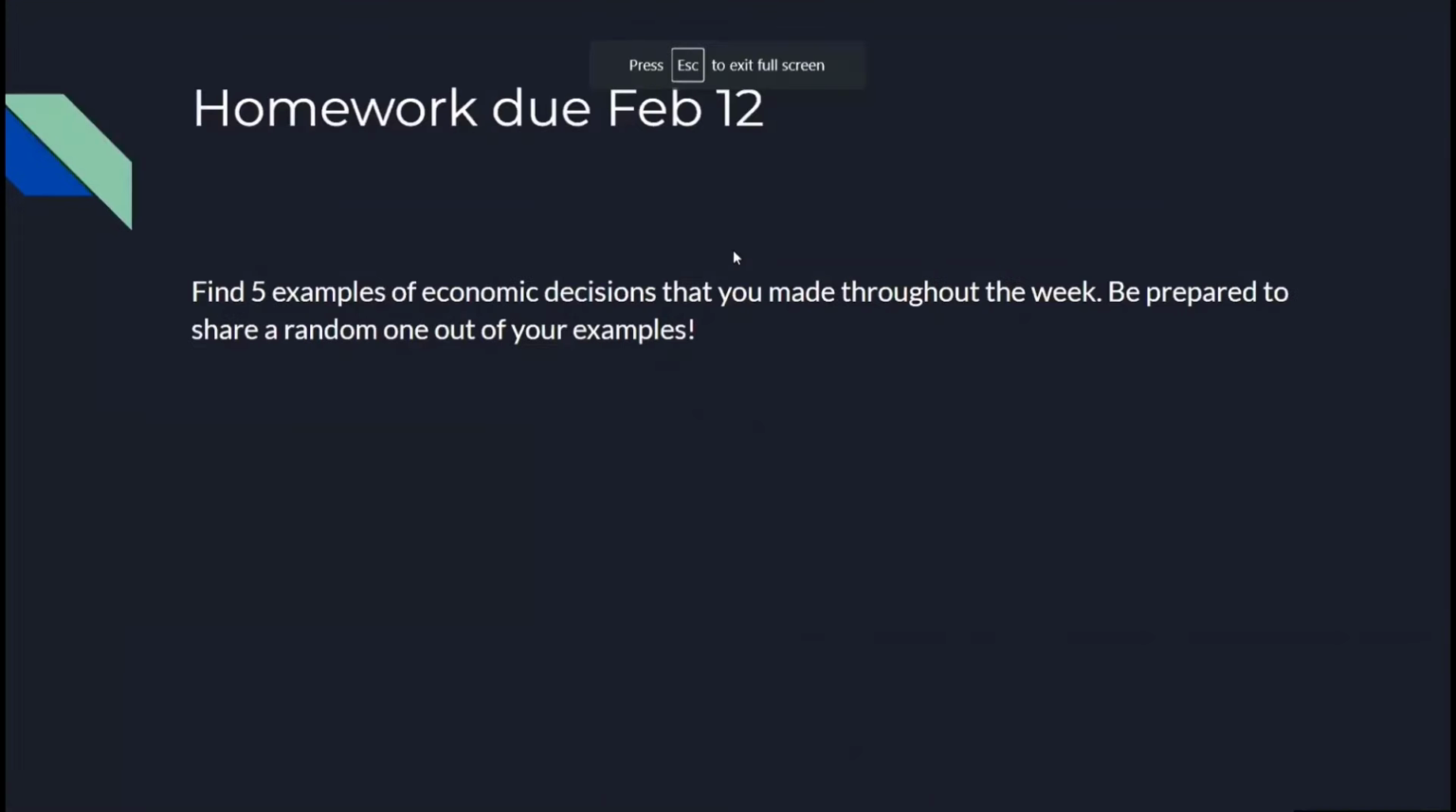We have homework. You just have to find 5 examples of economic decisions that you made throughout the week.